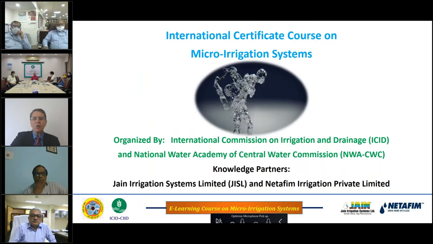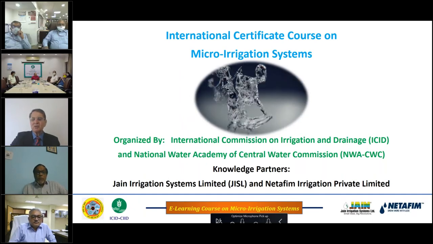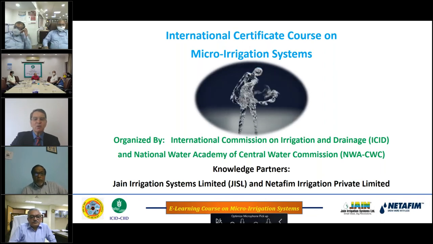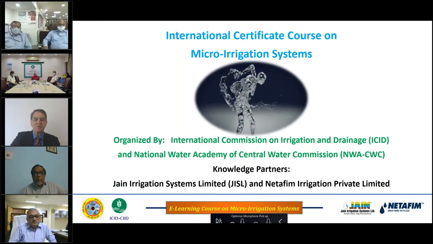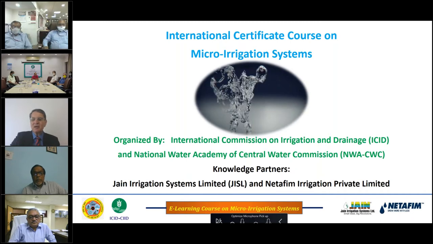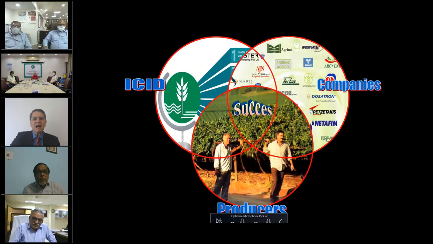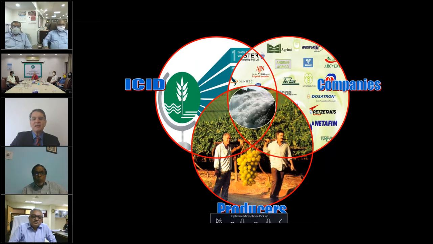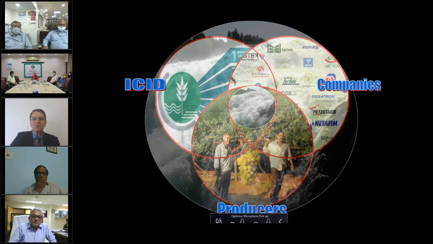The international certificate course on micro irrigation systems, as you know, has been organized by the International Commission on Irrigation and Drainage, together with the National Water Academy of the Central Water Commission. We also acknowledge our knowledge partners, Jain Irrigation Systems Limited, as well as Netafim Irrigation Private Limited. So thank you very much to them for joining us. And ICID, together with the companies and the producers, obviously that is where the success lies. And of course, water is the binding factor, the essence to grow crops.